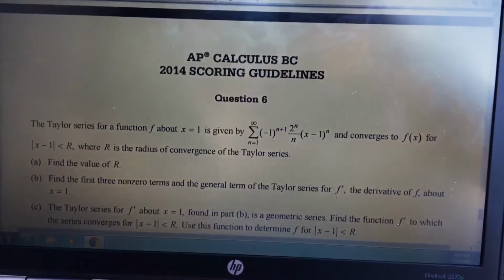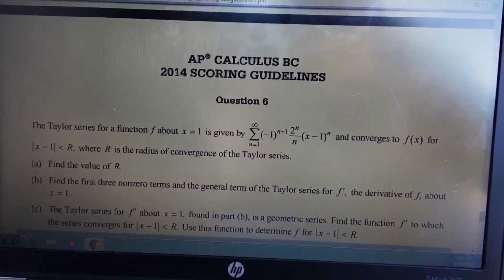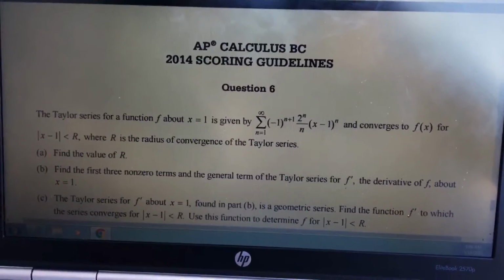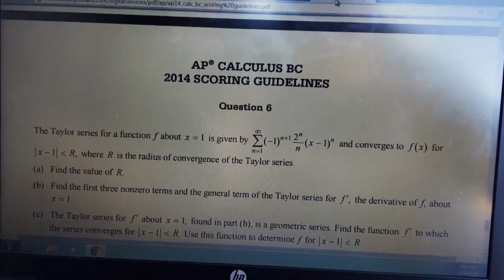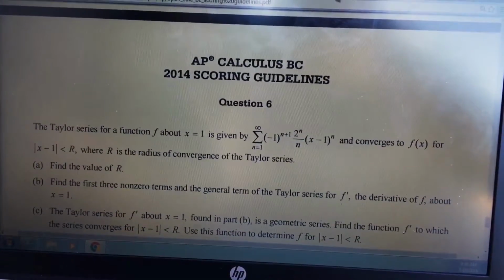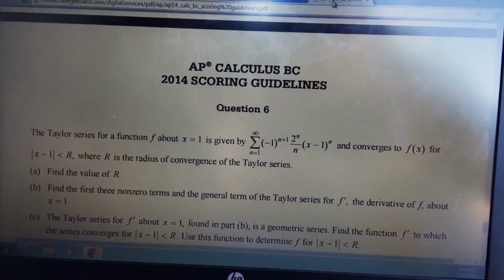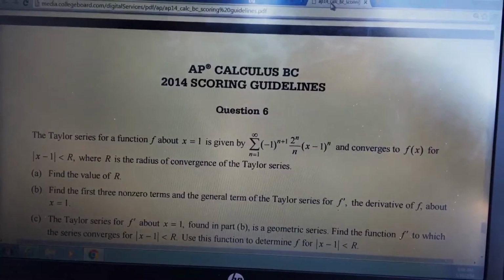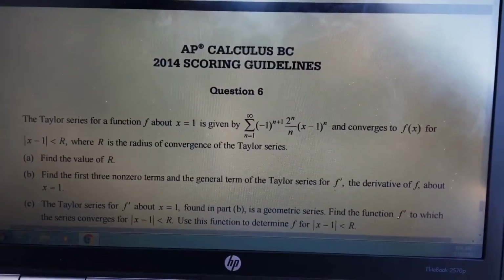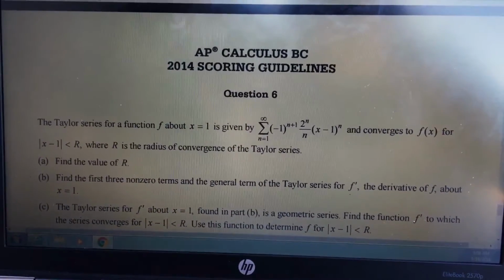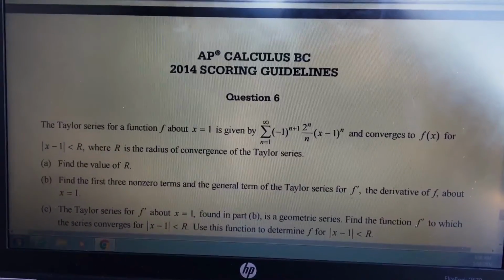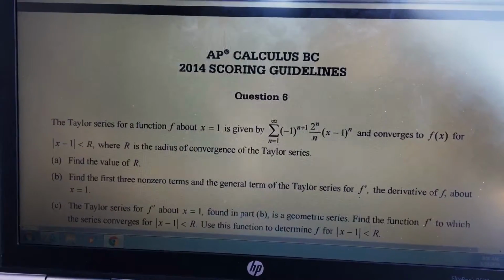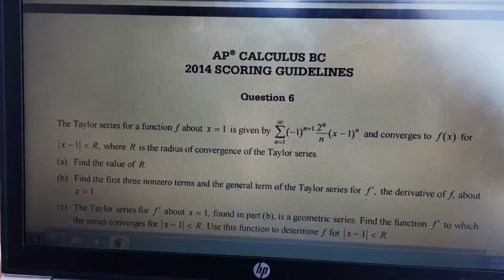The Taylor series for a function f about x equals 1 is given by the sigma notation from n equals 1 to infinity of (-1)^(n+1) times 2^n over n times (x minus 1)^n, and converges to f of x for absolute value of x minus 1 less than r, where r is the radius of convergence of the Taylor series. A. Find the value of r.